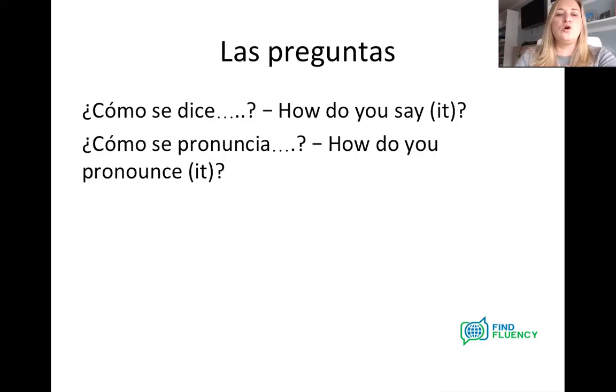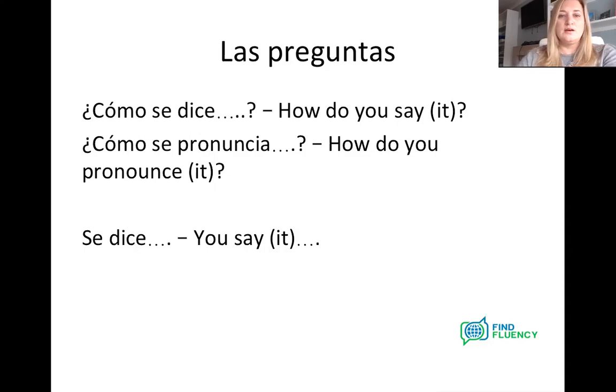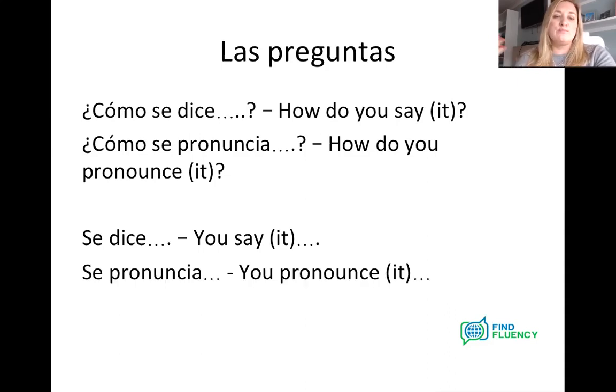Our next one, ¿cómo se pronuncia? Okay, how do you pronounce it? Try saying that one after me. ¿Cómo se pronuncia? ¿Cómo se dice? ¿Cómo se pronuncia? Well done. You may hear in response to that, se dice, okay? You say it, you say such and such, or you say it. Se pronuncia, you pronounce, or you pronounce it, okay? Como se dice, como se pronuncia, se dice, se pronuncia, por ejemplo. Vale.